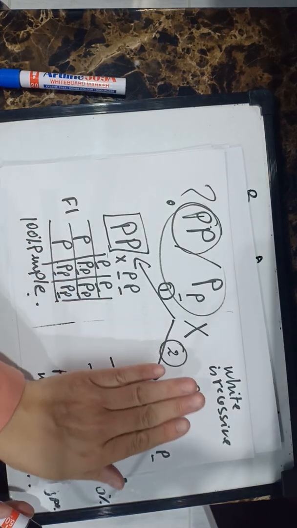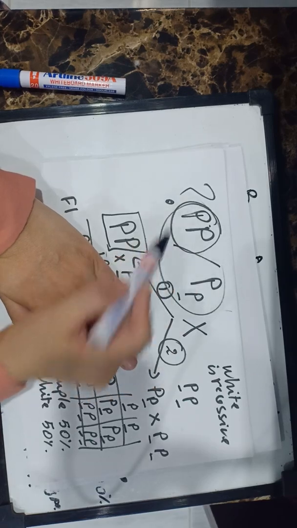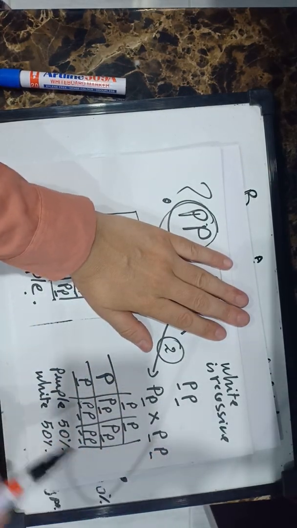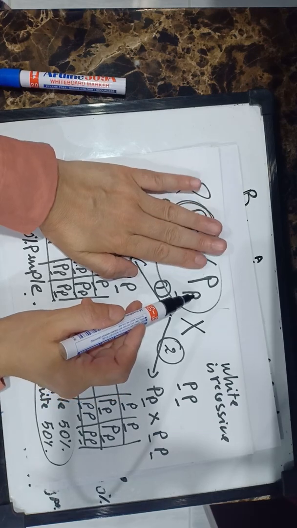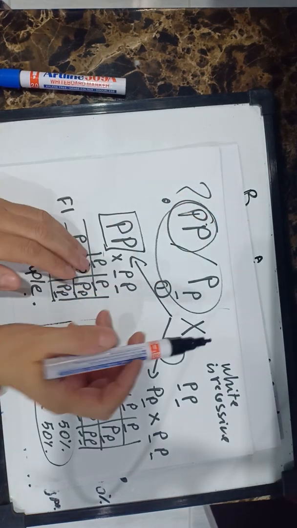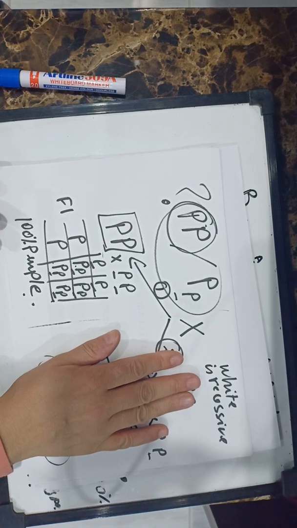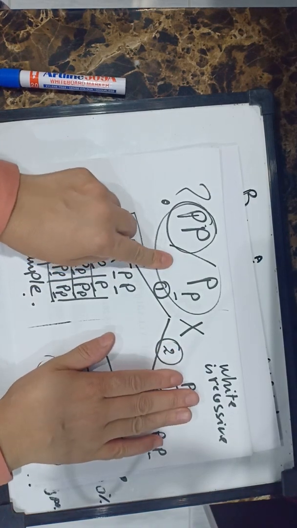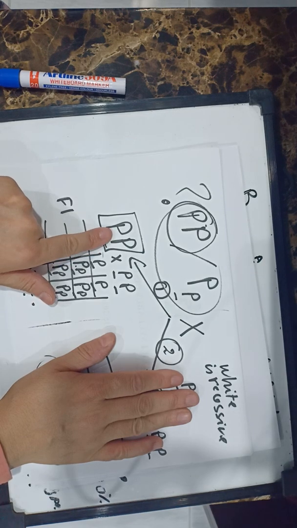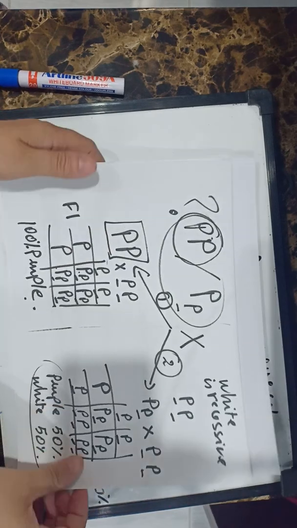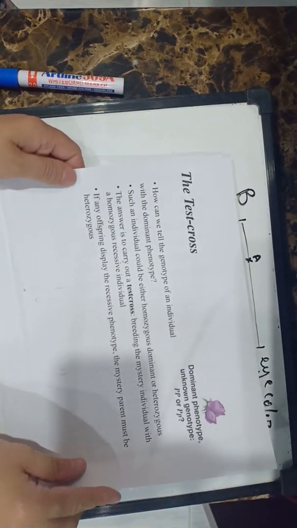So if you do the crossing of your unknown flower with the white and you get 50% white, 50% purple, it means your plant is heterozygote. If you do the crossing of your plant and you get 100% purple, it means your flower is homozygote dominant. So this is actually the case here. This is what I explained here.